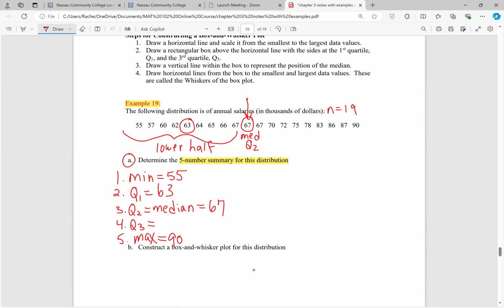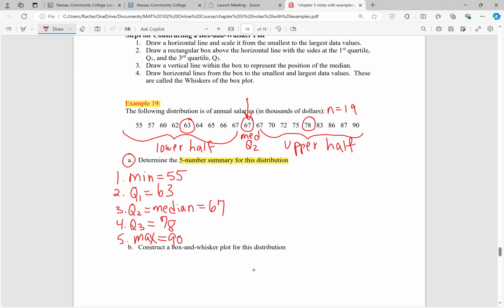And we're going to do something very similar. Now let's look at the upper half of our data set, right? Everything to the right of the median or the 50th percentile. What's the middle of the upper half? That's going to be your third quartile, so it's going to be Q3. So let's find the data value that's right in the middle of this upper half of our data set, and that's going to be 78. So Q3 is going to be equal to 78.